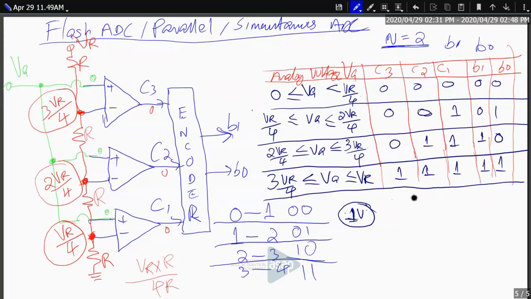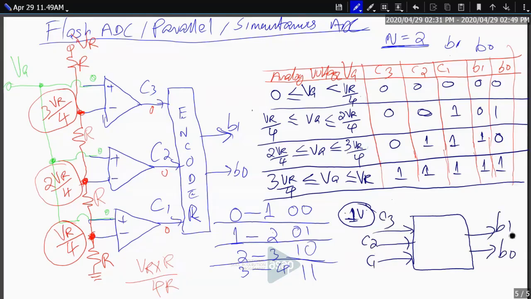Any voltage from 0 to 1, since VR by 4 means 4 by 4, that is 1, will be represented as 0. So there is naturally an error in the ADC operation. If the LSB is 1 volt in magnitude, an error of 1 volt can be there, because anything from 2 to 3 will only be represented as 1, 0. That error is there with the conversion process. But at the same time, the operation is very fast.